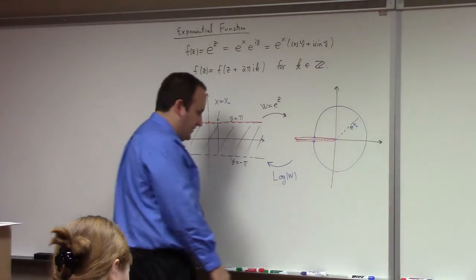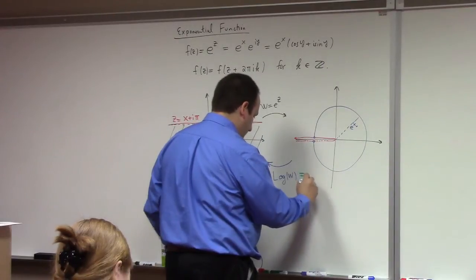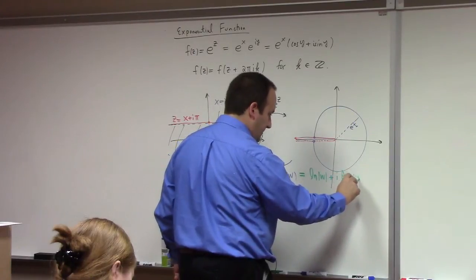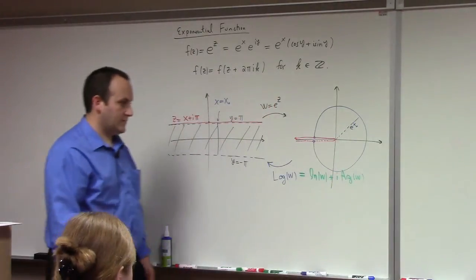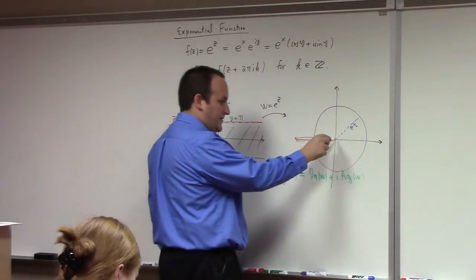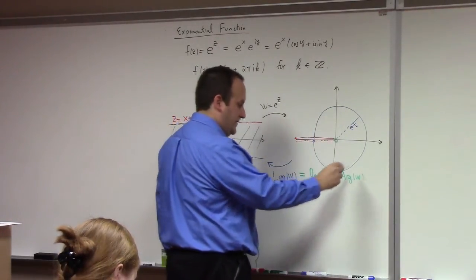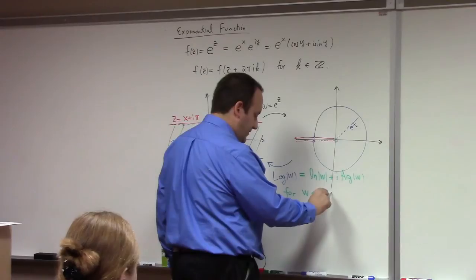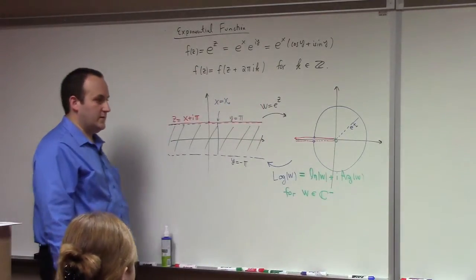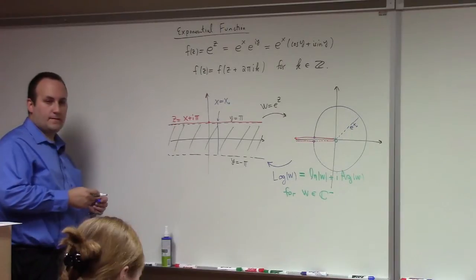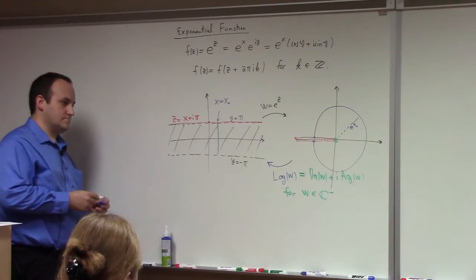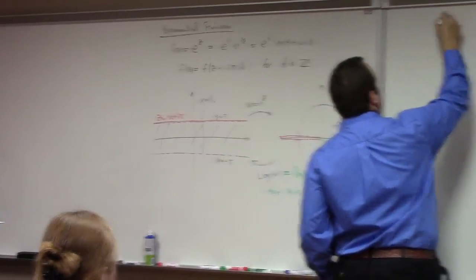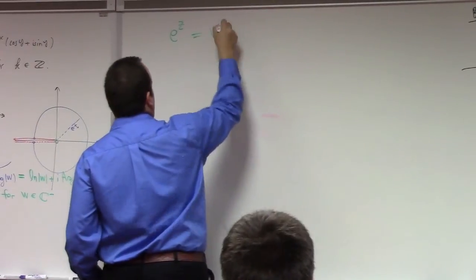And we derived last time that the formula for this was what? Natural log of the absolute value of w plus i arg of w, right? Now, the origin's hopeless, that's out of there. So this is really for w in the slit complex plane in our current setup. But of course, if you solve the equation e to the z equals w for z, what do you get?